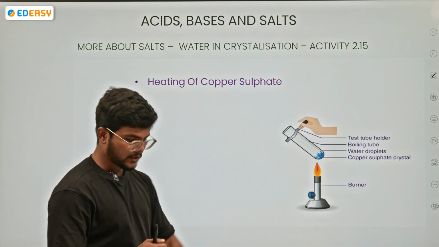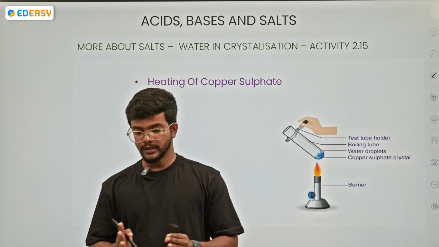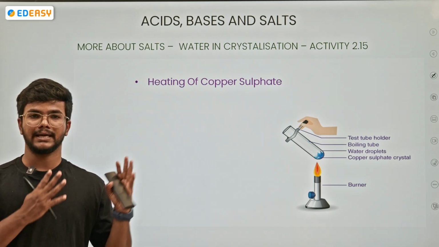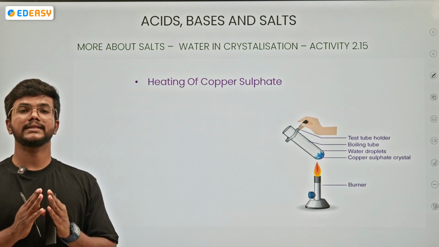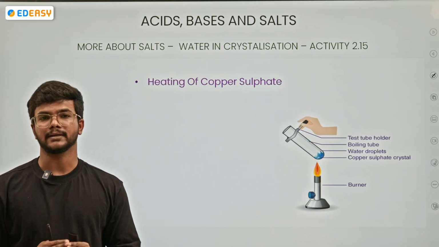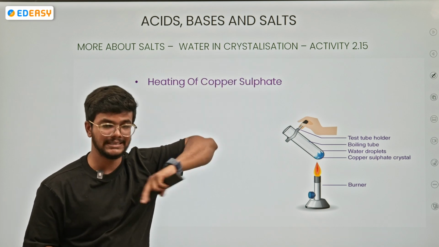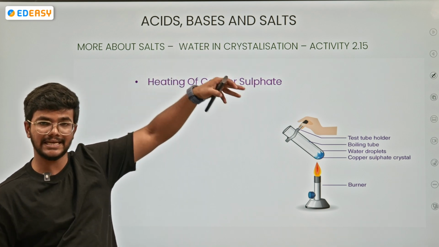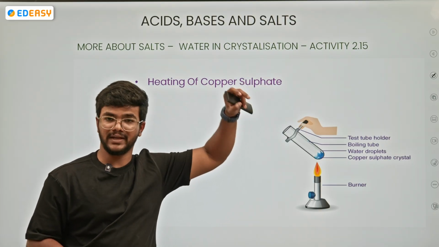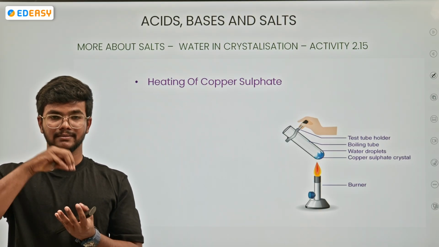So next, heating of the copper sulfate. Why is this heating of copper sulfate necessary? Why are we heating the copper sulfate? The motto of this experiment is to find whether the water molecule is present in the given crystalline form of the chemical. This topic is more about salt, water of crystallization. So what is water of crystallization? With the help of activity 2.15, we will understand how the water molecule is present in the given compound.